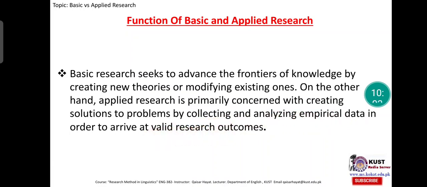So student, the function of basic research is quite different from applied research. The function of basic research is to expand the boundaries, to increase the area, but applied research is collecting and analyzing empirical data, and having a solution for a problem.